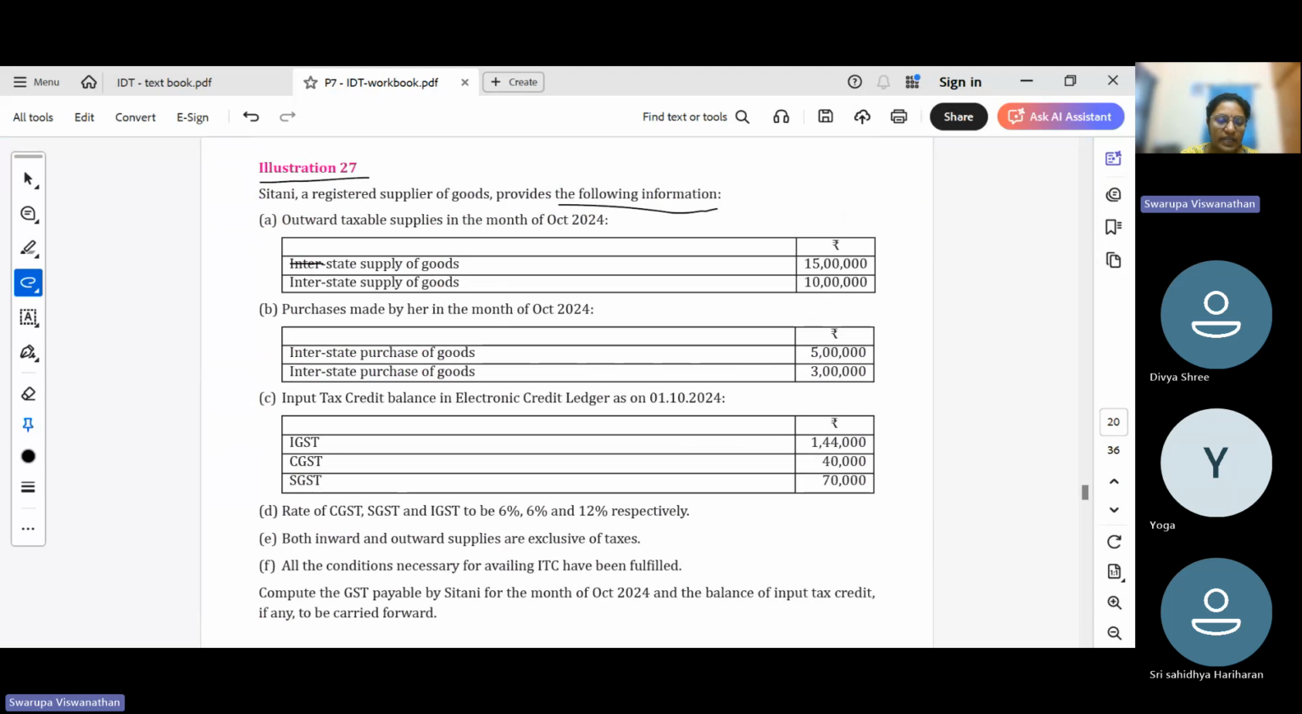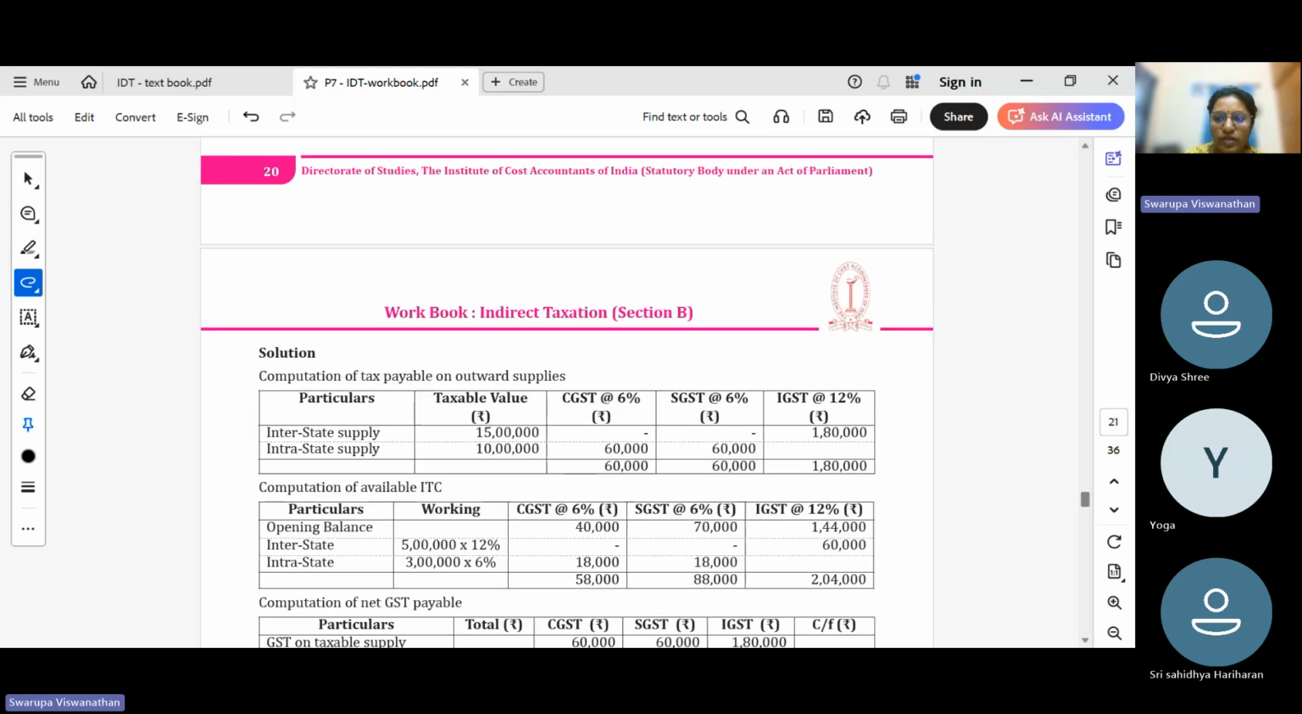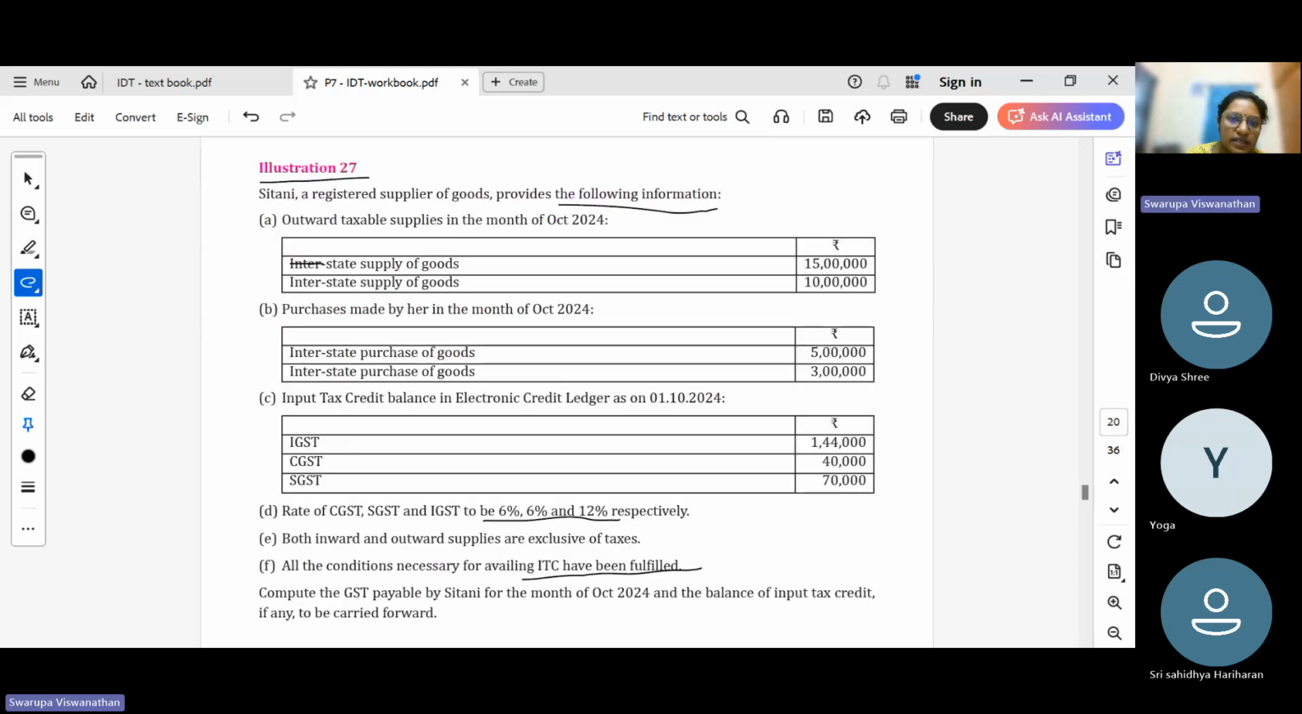Opening ITC is also given. You have been given the tax rates. Both the inward and outward supply are exclusive of tax. All the conditions necessary for availing the ITC are fulfilled. So we need to adjust the ITC. How to adjust the ITC? Okay, so second one is intrastate. There's a printing mistake in the working book.